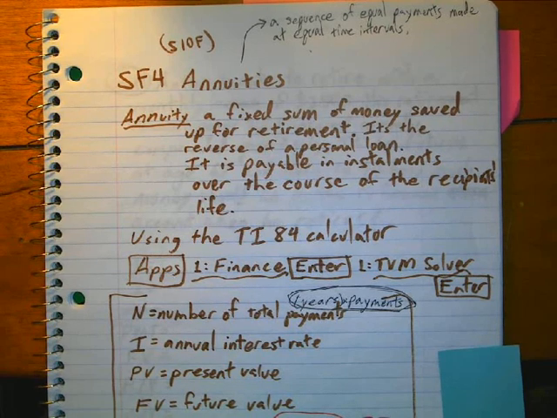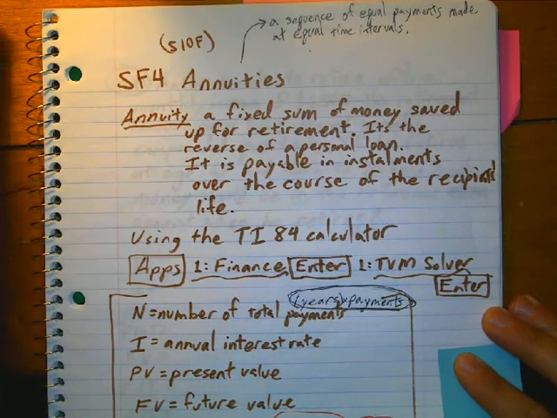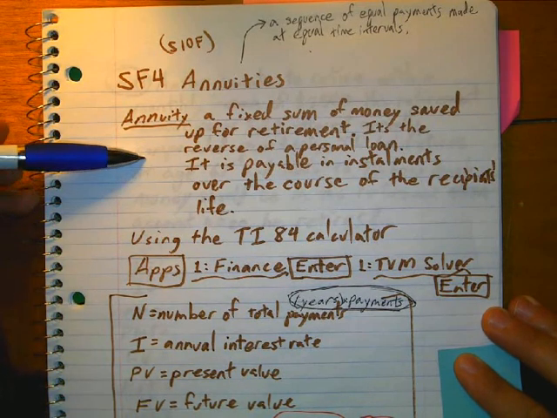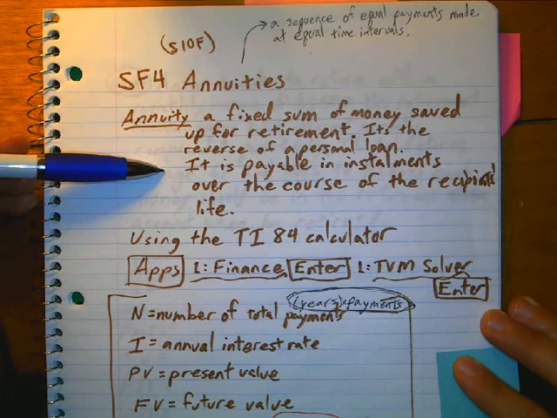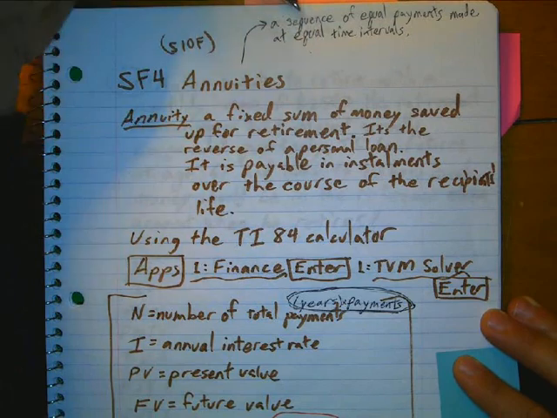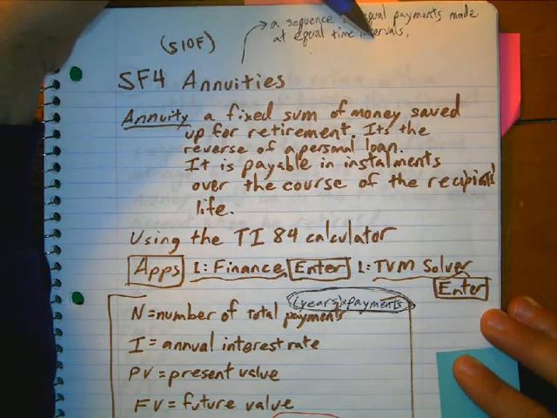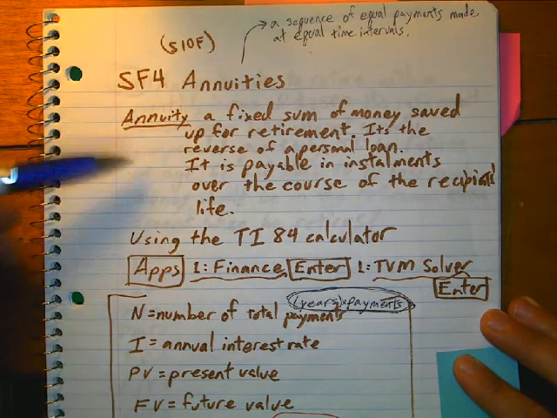Okay, we're going to talk about annuities. An annuity is a fixed sum of money that people save up for retirement, and it's the reverse of a personal loan. So it's payable in installments over the course of a recipient's lifetime. Basically, it's a sequence of equal payments made at equal time intervals over the course of time. We'll talk about more of that in a minute.